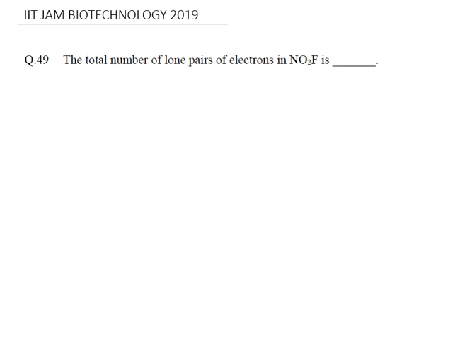So this is the question number 49 from section 3. That means this is a numerical answer type question. Hence, we have to find a numerical value as an answer to this question. So let's see what is in this question. The total number of lone pairs of electrons in NO2F is what?